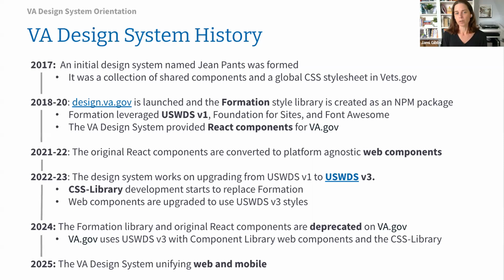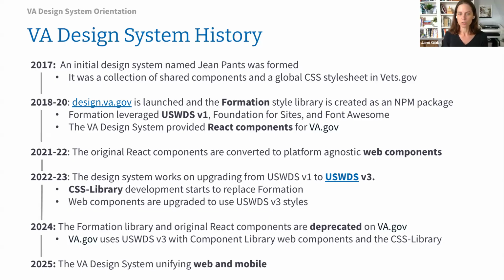Formation at the time leveraged US Web Design System version 1. It also included Foundation for Sites, and for icons, it used Font Awesome. The design system was offering React components at this time, which is now VA.gov here. So moving ahead a little bit more, the design system shifted from offering React components, and they are starting to be converted to platform agnostic web components. So that was a fairly large effort.